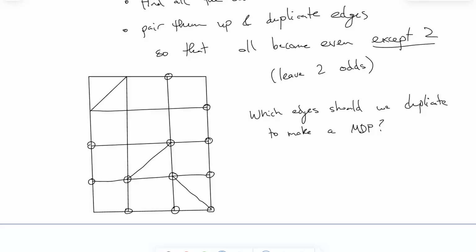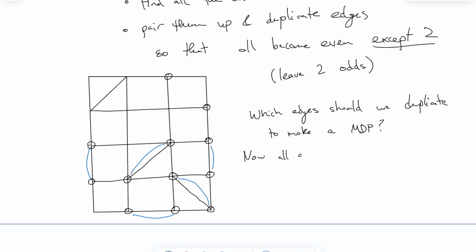As usual, there are many ways that you could do this, but maybe I'll take those 2 on this side and pair them together. So now I fixed those. They're both even at this point. Maybe these 2 on the bottom I will pair up. Maybe these 2 here. I'll do these 2 like that, those 2 like that. How about that? I just added 5 edges, or I duplicated 5 edges. And now all of those ones which used to be odd are now even, except for the 2 at the top.